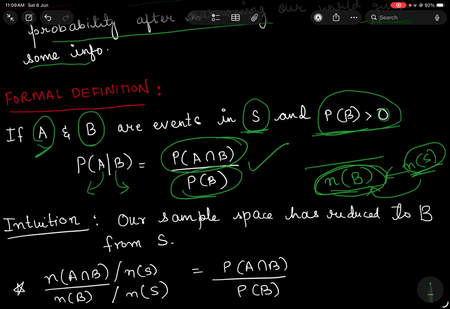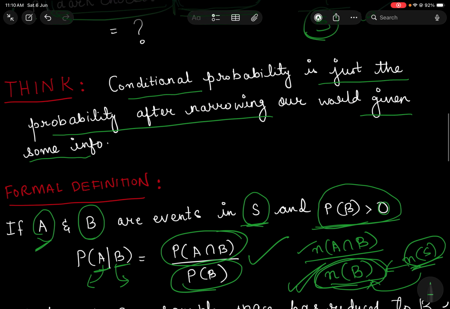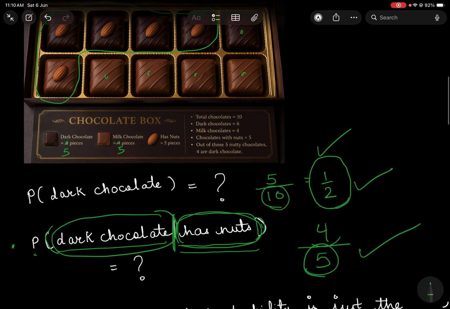And now that I know that B has happened, in the top, what will I count? I will count that A and B happened together. What is the probability that A and B both have happened? Because I know for sure B has happened, if I want to find the probability of A given B, I have to see the cases where both have happened. Like in our example, what is this 4? 4 is actually the number of cases in which nuts are also there and dark chocolate is also there.